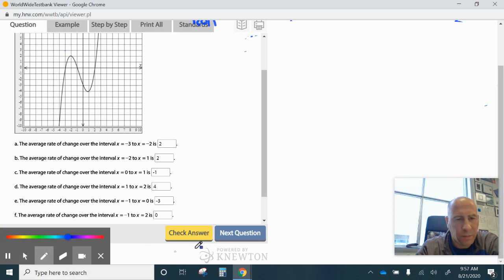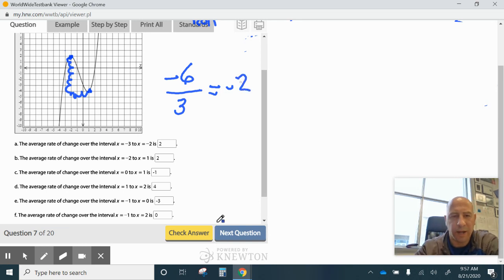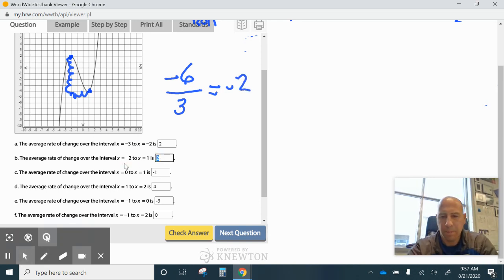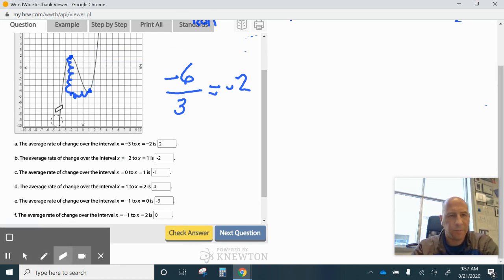Okay. All right. So B says when x is negative 2 and x equals 1. Okay. So let's double check the math here. So we go down 1, 2, 3, 4, 5, 6. Negative 6 to the right 1, 2, 3. My mistake was that I put a 2 and it should have been a negative 2. Let's check answer. Correct. Right?